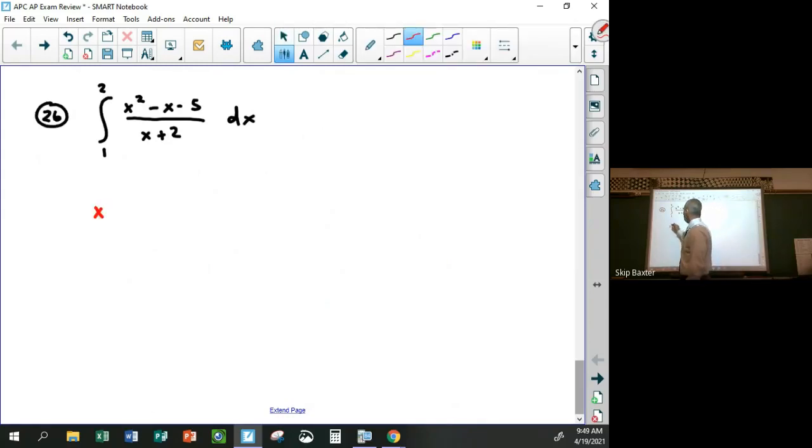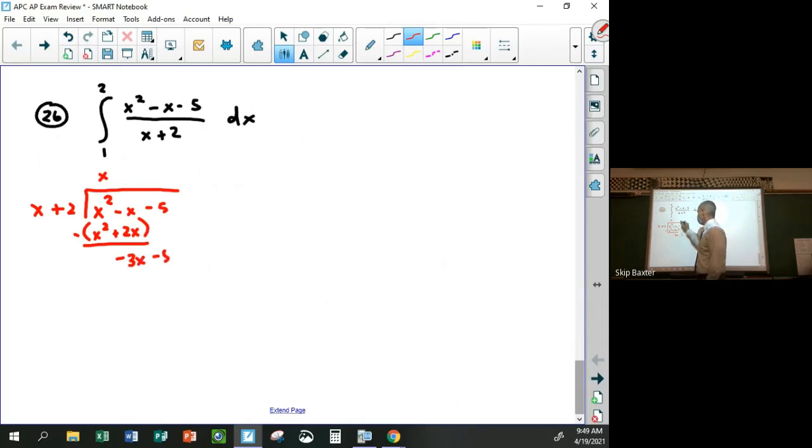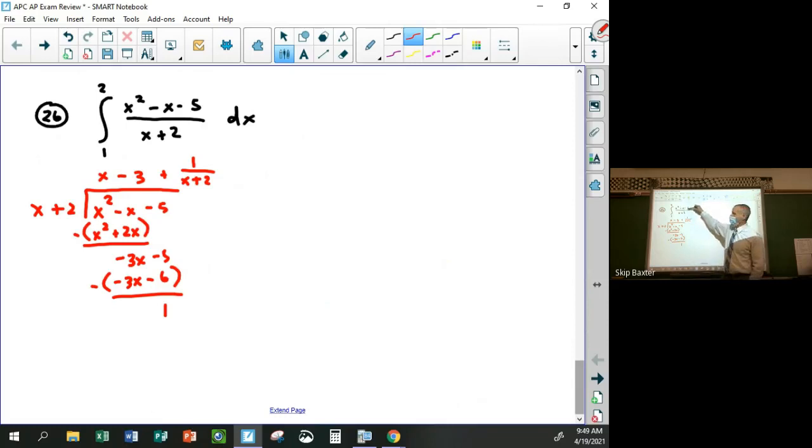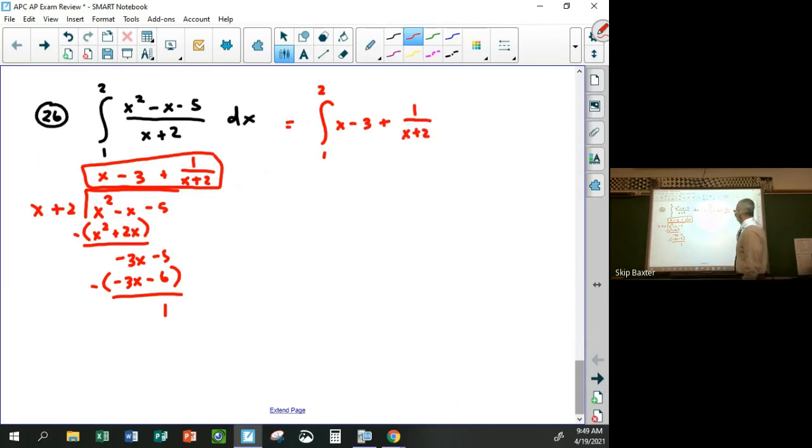So you do long division, x squared minus x minus 5 divided by x plus 2. So this ends up being x squared plus 2x, and then subtract. You have negative 3x minus 5, so this is minus 3. Negative 3x minus 6, and then you subtract. So you get plus 1 over x plus 2. So this original quotient is really just this thing right here. So this is the integral from 1 to 2 of x minus 3 plus 1 over x plus 2 dx.